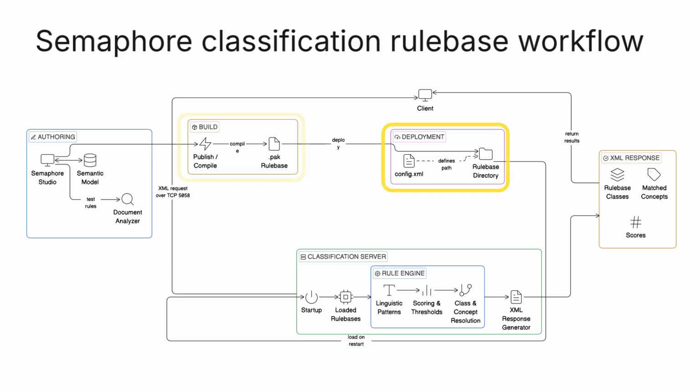Next is deployment. The compiled rule-base is copied into a designated rule-base directory on the server. A configuration file called config.xml tells the classification server where these rule bases are located. At this stage, nothing is executed yet as the system is simply being prepared for runtime.